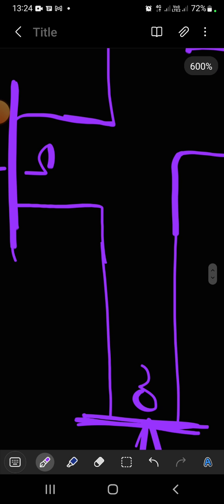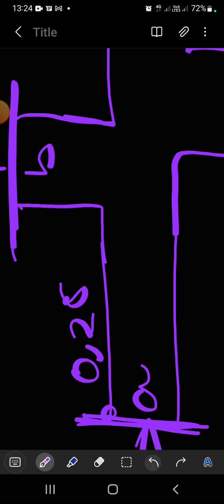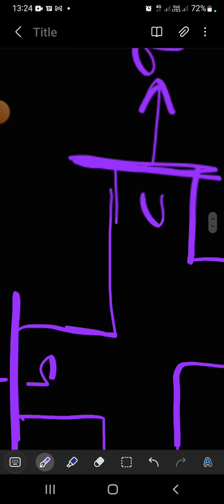Good. So we know that the resistance from this point to this point is 0.252 ohms, and then the resistance from B to C, how much was it?